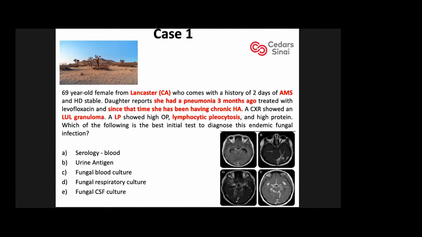The LP shows a lymphocytic pleocytosis, high protein. And if you see the MRI here, this is the area of the circle of Willis. So this is what we call basilar meningitis. So I think that we can open the poll to see, how do you diagnose this disease? With serologies, with urine antigens, with fungal blood cultures, with fungal respiratory cultures, or with CSF fungal cultures? And if someone wants to comment on what disease we are talking about right now?